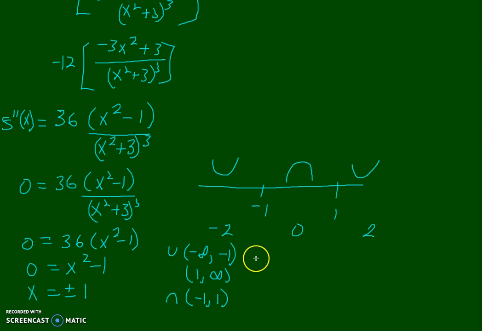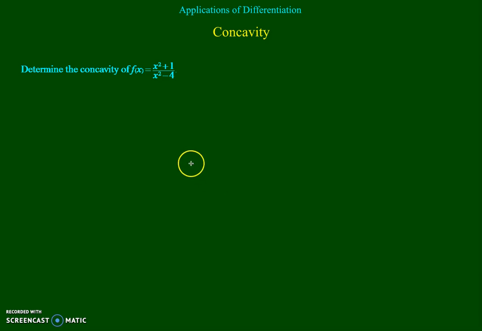Okay, let's move on to another example. So again, in this example, determining concavity of this function, first thing we have to do is take the first derivative. So there's no simplification that we can do at this point. We're just going to have to go ahead and dig in.